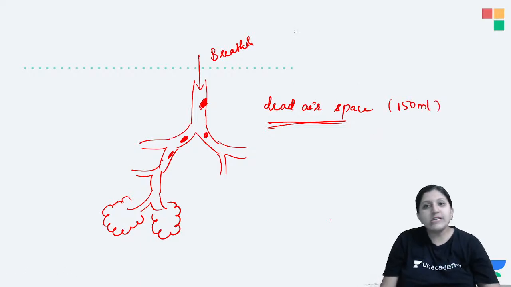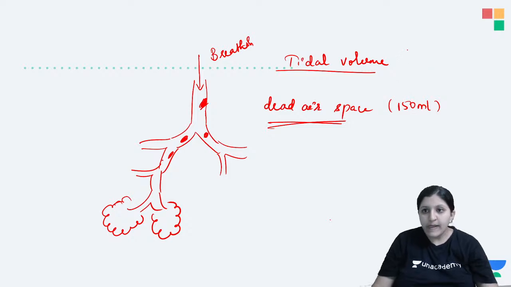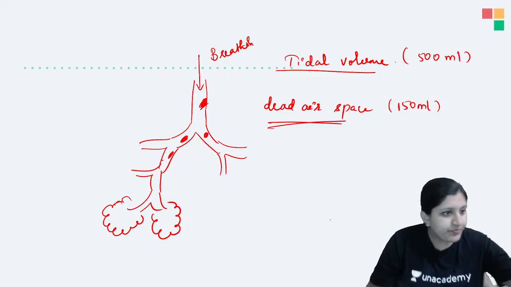And this is out of what? We are talking out of the tidal volume. Tidal volume is the amount of air that you breathe in and out, and this is about 500 ml.